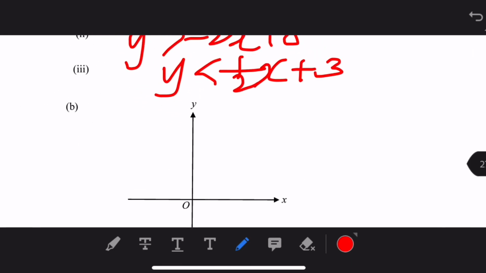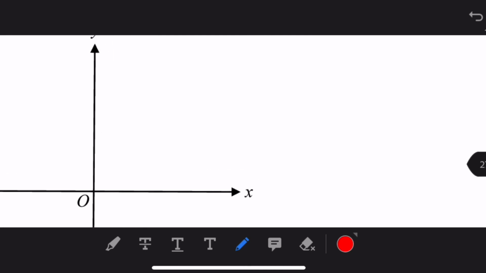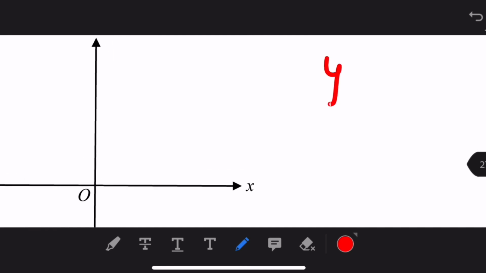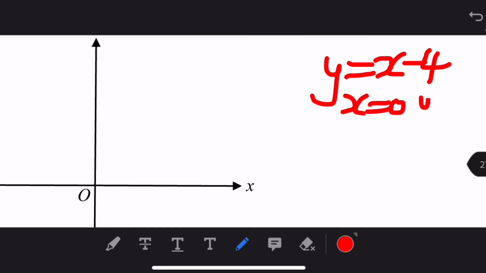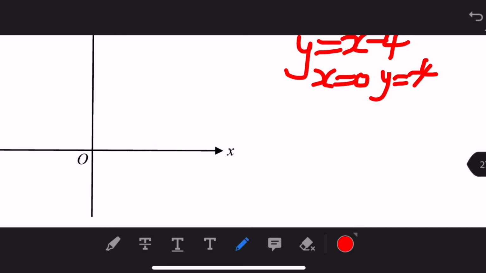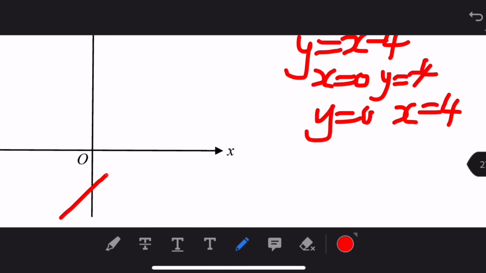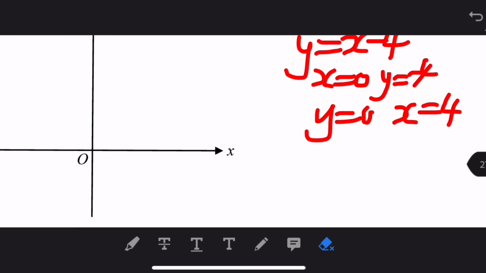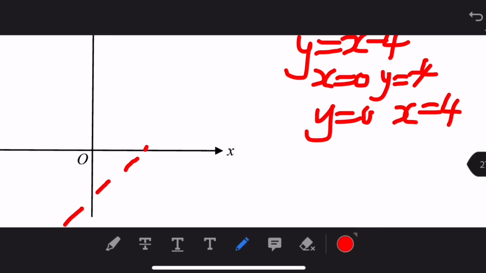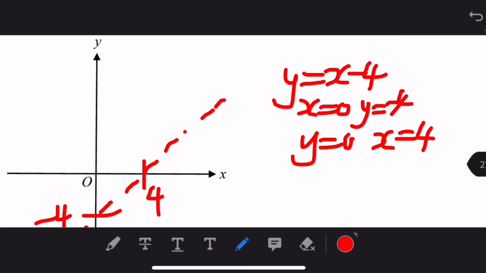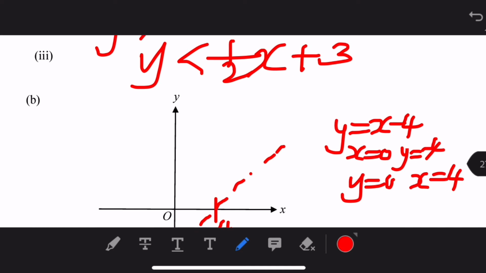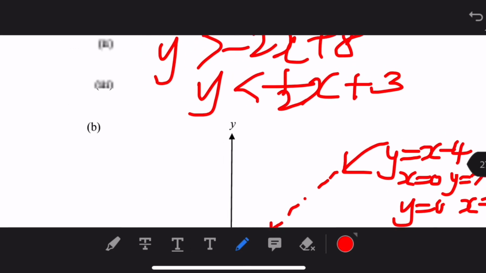Now we're going to draw these 3 inequalities on the graph. We're going to sketch, not draw. So we have y equal to x minus 4. When x is 0, y is negative 4. When y is 0, x is 4. So I'm going to sketch the line like this, with a dotted line because it's not equal. This is negative 4, this is 4. So I have one line here, y equal to x minus 4.